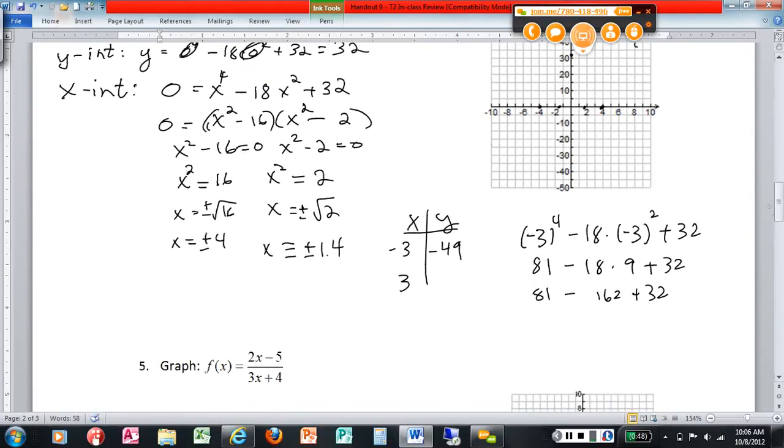And if x is positive 3, notice, we get the same thing. Because that will still be positive 81, that will still be positive 9, so we get the same thing in this case. All right. So at negative 3, I'm at negative 49, just almost off the chart there, graph. And at positive 3, I'm also at negative 49.